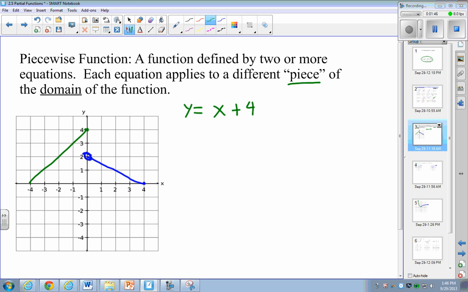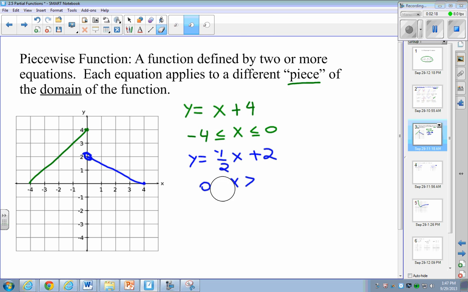But now we have to state our domain. x can be anything greater than or equal to -4, and less than or equal to 0. Okay, so that's our domain for our green bit. Now for our blue bit, our equation is just going to be -1/2 x for our slope, and our y-intercept is 2. Now our domain here, we have to be careful because there's a hole at x equals 0, so x can be anything strictly greater than 0, but less than or equal to 4.